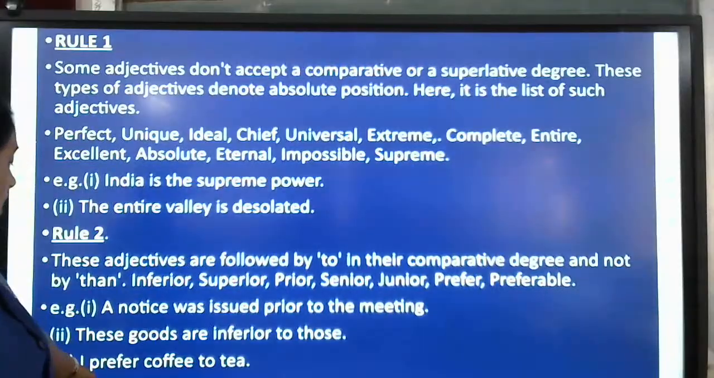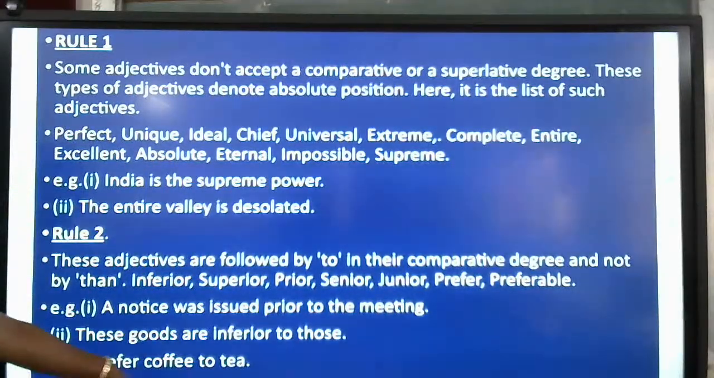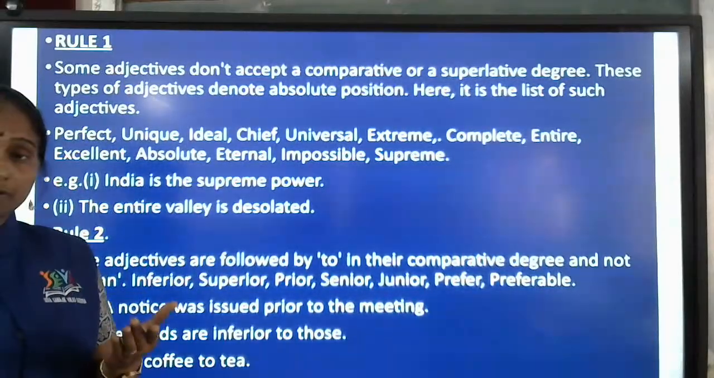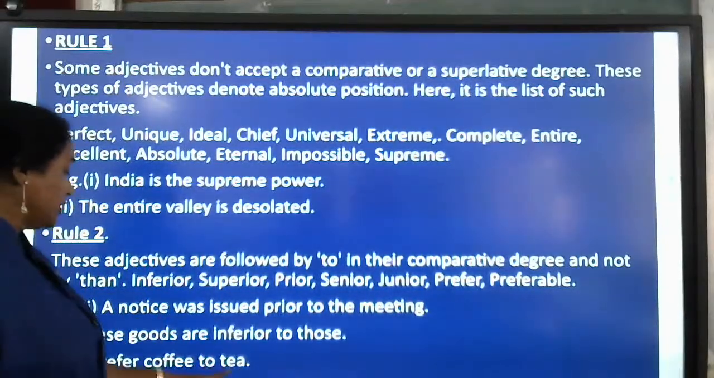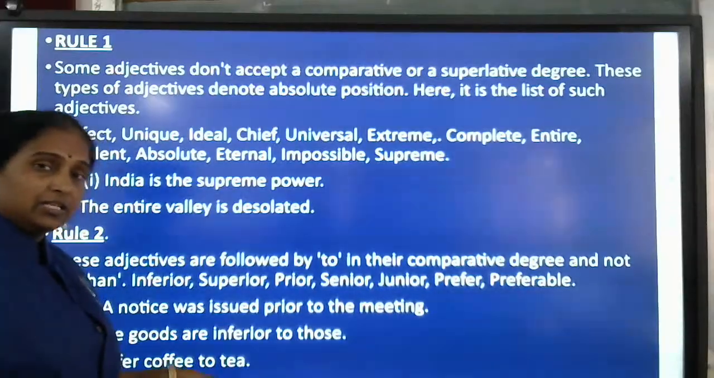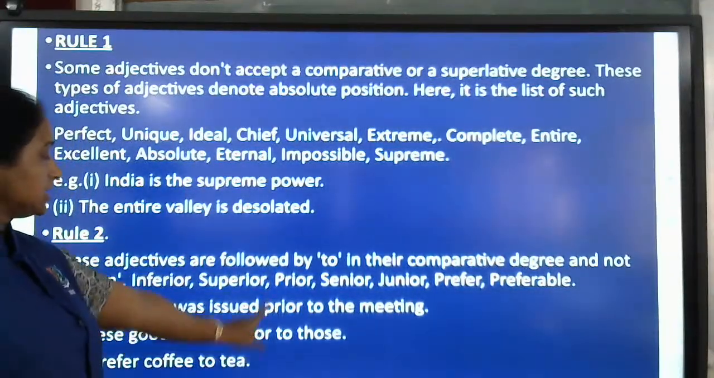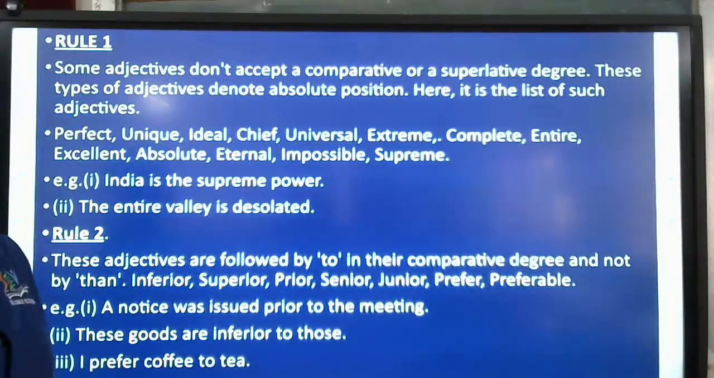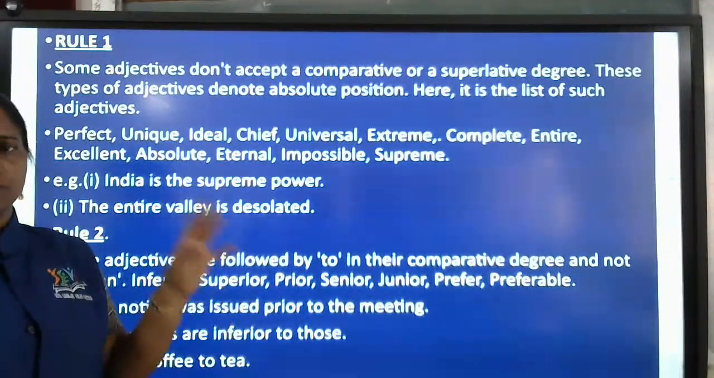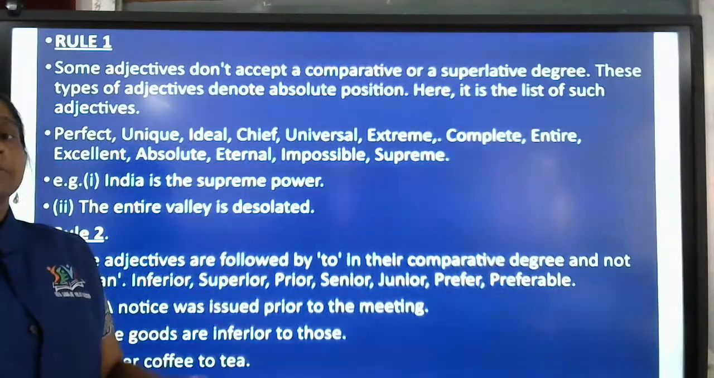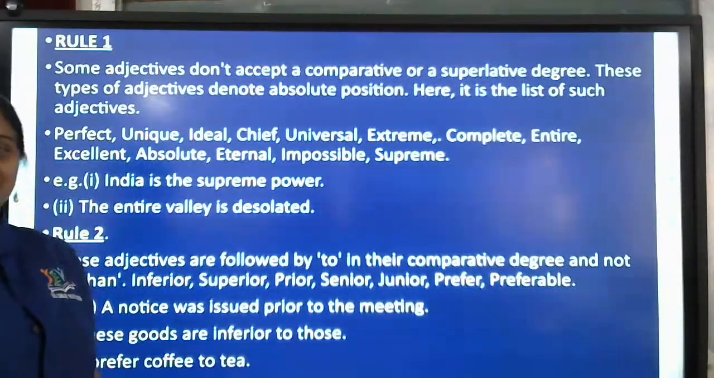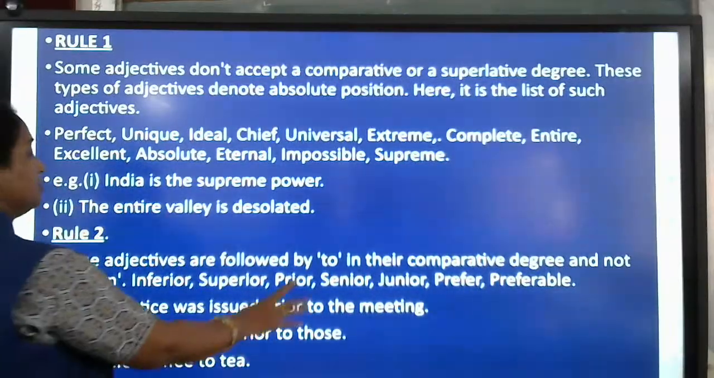Next example: I prefer coffee to tea. So comparison is there between coffee and tea. I prefer coffee to tea. Instead of than tea, to is used. So in these three examples you can observe that comparison is there between two objects or two things, but the word than is not used here. Instead, to is used.